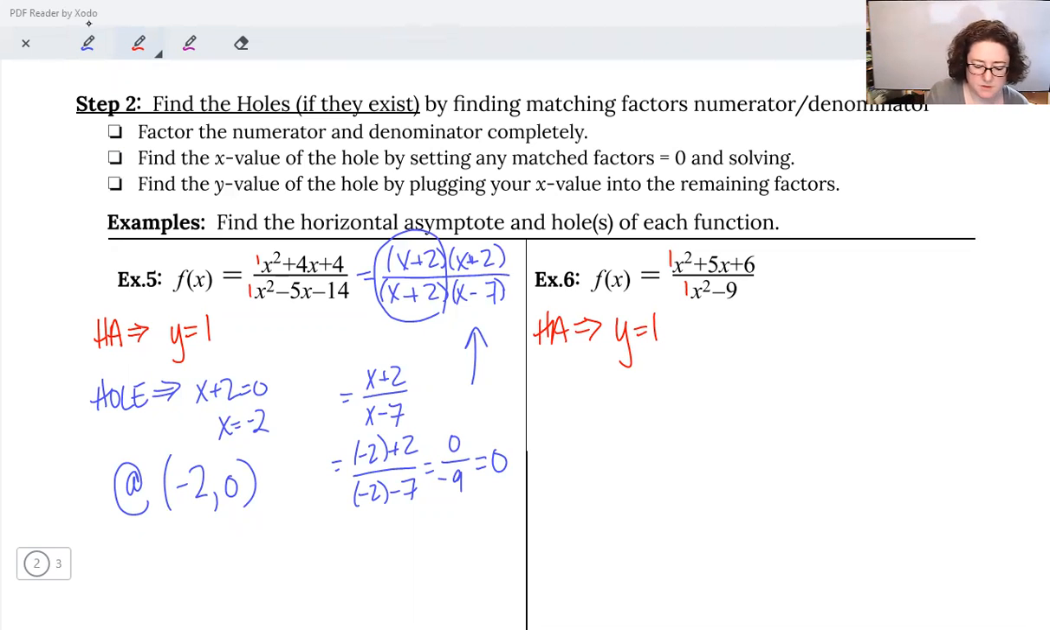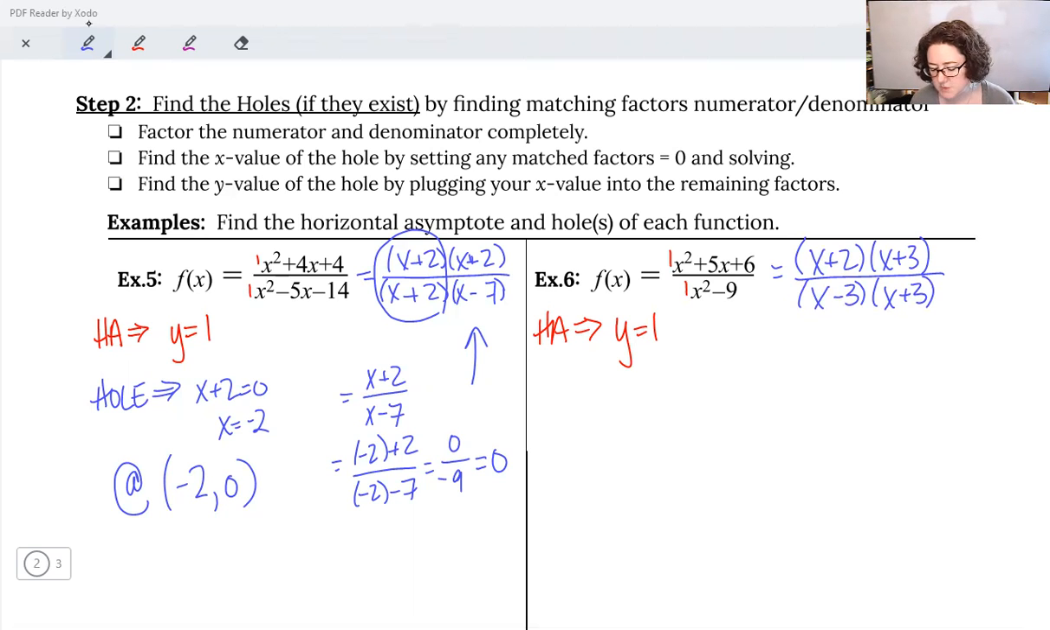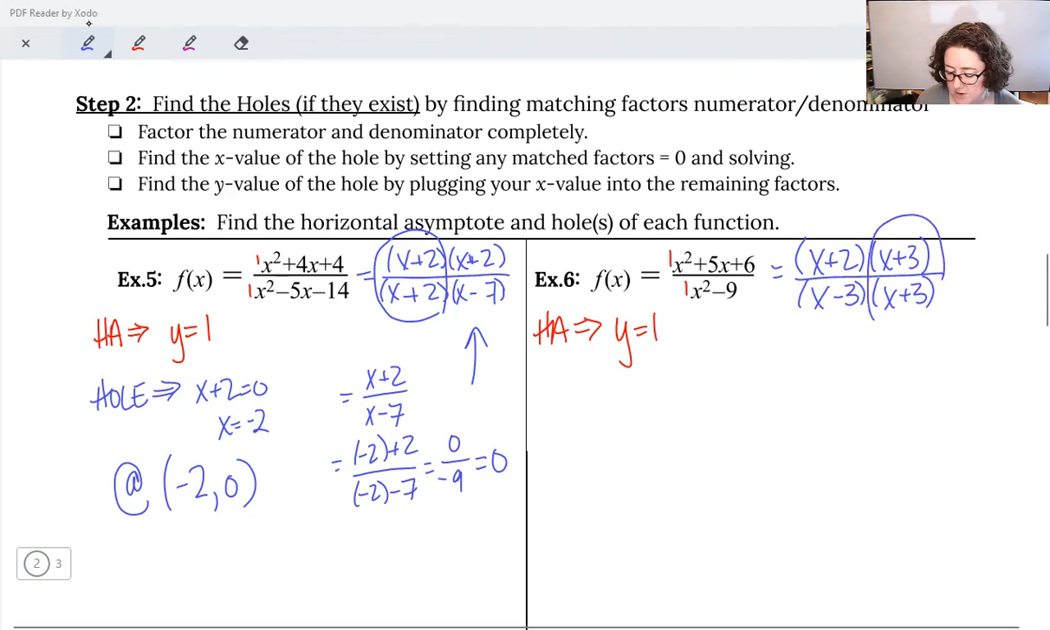Let's find the holes. So now, again, let's factor. The numerator factors out to x plus 2, x plus 3. The denominator is a difference of squares, so that's x minus 3, x plus 3. Again, the order you write the factors in doesn't matter, but as I was writing that out, I noticed we have a common factor in the numerator and denominator. So I know we're going to have a hole.